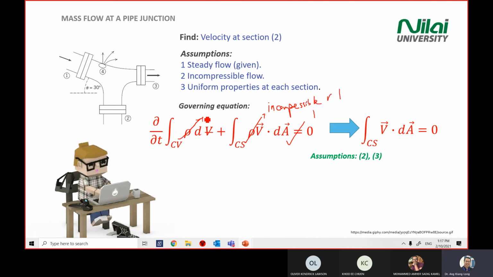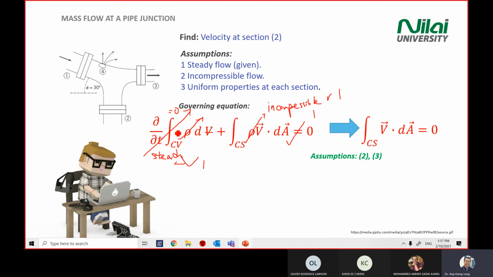You get 1 mark. And then steady flow, you cancel the whole thing. You write steady flow, 0 equals 0. You get another mark. So by having these three assumptions, you write this equation, get 1 mark.